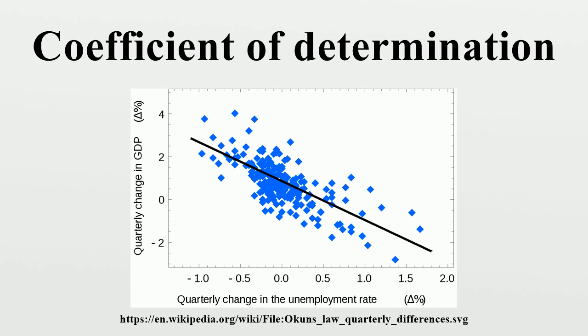It is a statistic used in the context of statistical models whose main purpose is either the prediction of future outcomes or the testing of hypotheses on the basis of other related information. It provides a measure of how well observed outcomes are replicated by the model, as the proportion of total variation of outcomes explained by the model. There are several definitions of R2 that are only sometimes equivalent.